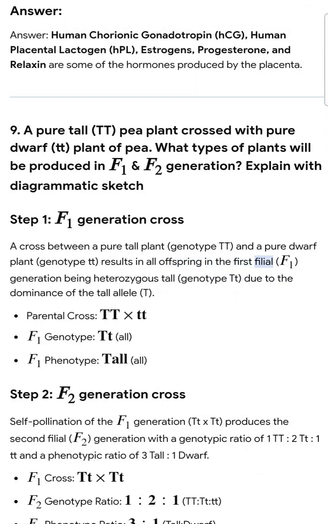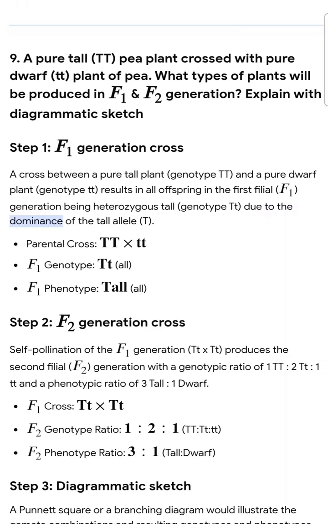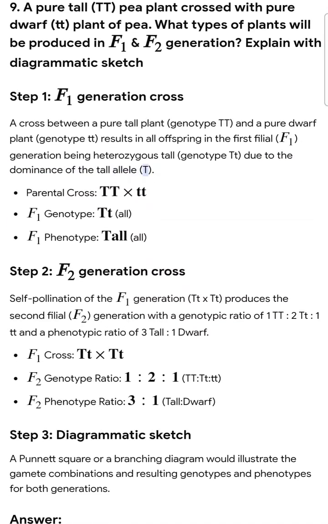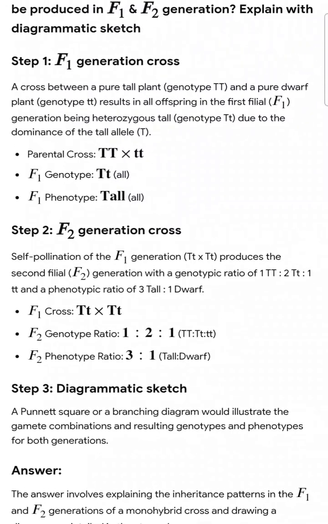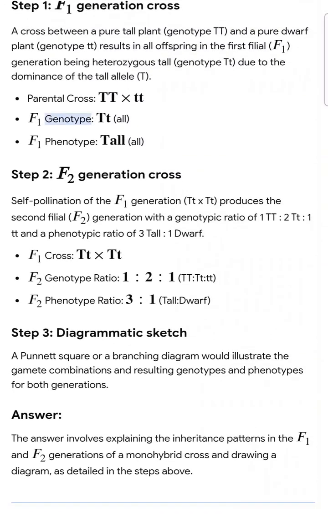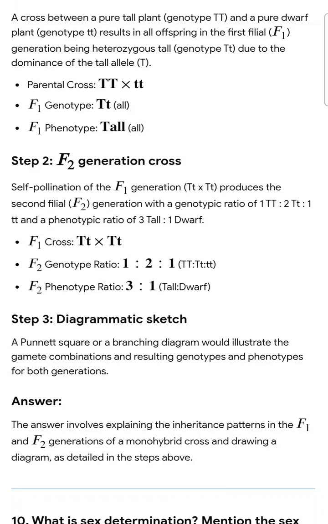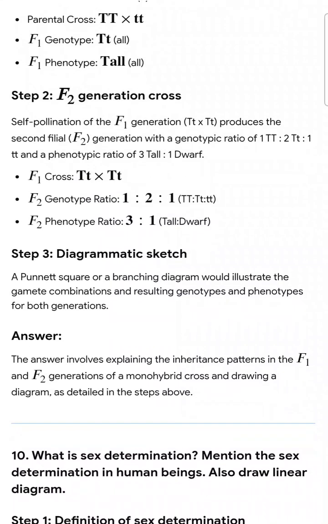in all offspring in the first filial, F_1, generation being heterozygous tall, genotype Tt, due to the dominance of the tall allele, T. Parental cross, TT times tt, F_1 genotype, Tt, all, and F_1 phenotype, tall, all. Step 2, F_2 generation cross.